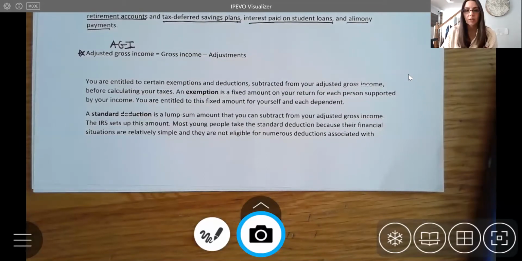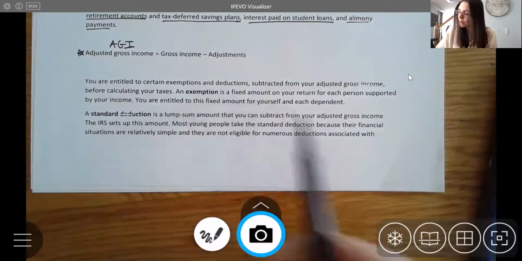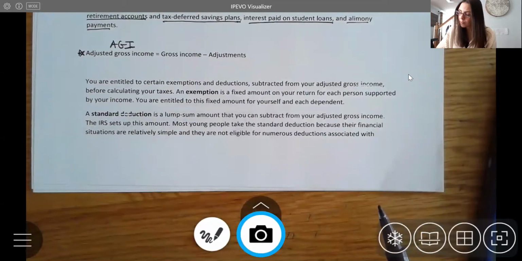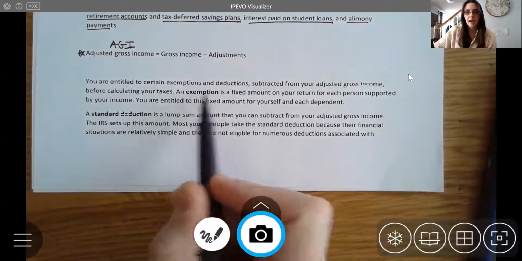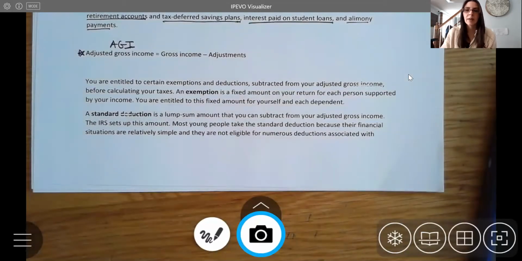And it can change. So an exemption is a fixed amount on your return for each person supported by your income. And you're entitled to this fixed amount for yourself and each dependent. So if you are the head of your household, for instance, and you're supporting, let's say, young children, then those would be your dependents. So you are allowed certain exemptions for that amount. And these are determined by the government. They'll say, for this year, an exemption is $2,000 per child or something like that.